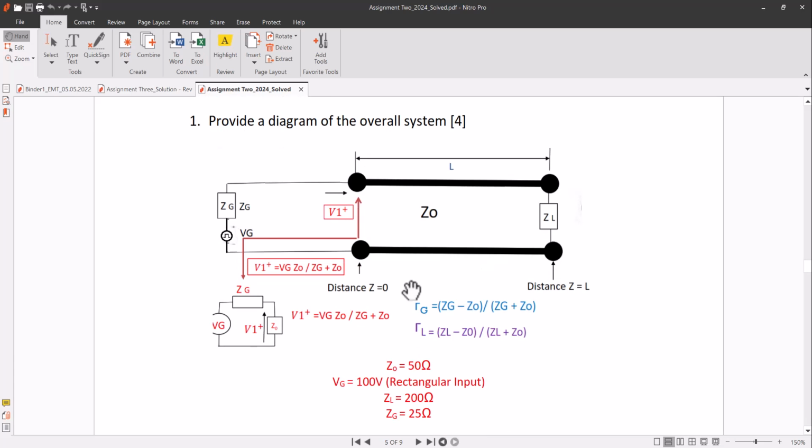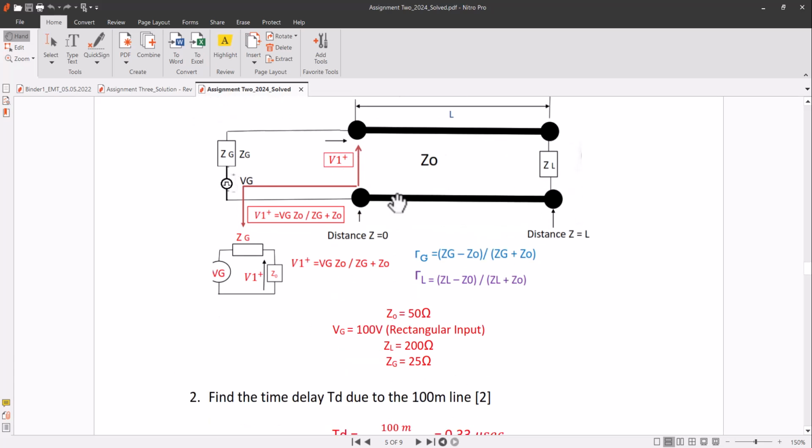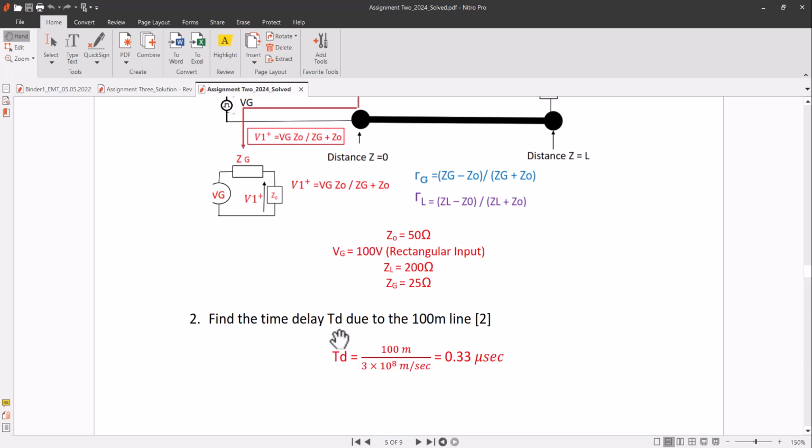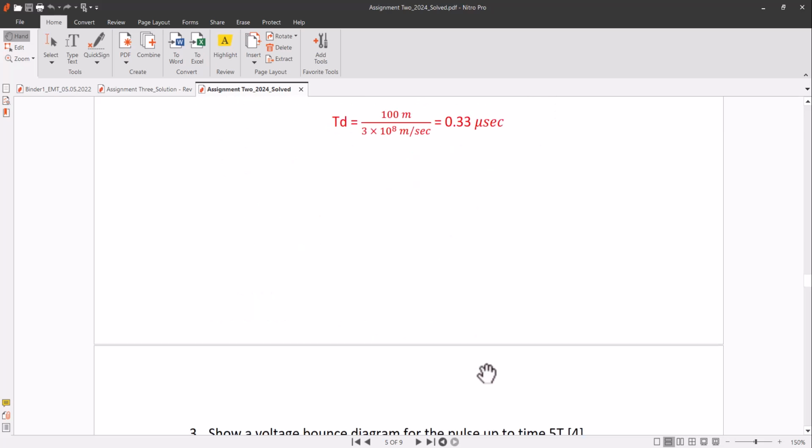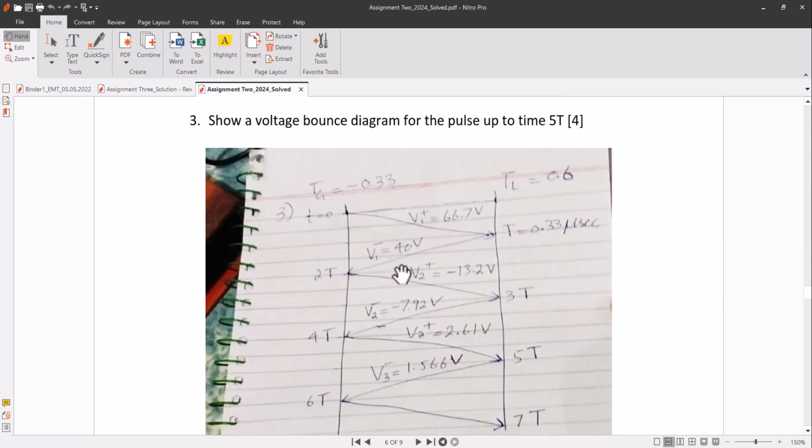Now this is the diagram like before, and these all are the formulas like before, and this is the time, which is now 100 meter over 3. So the time will be less because the distance is less. This is 1/3 the distance. Previously the distance was 300 meter, now the distance is 100 meters. So we have here 0.33 microsecond, right? Now the voltage variation diagram will be like 0, 1T, 2T, 3T, 4T, 5T, 6T, 7T. So this is your V1 plus, V1 minus, V2 plus, V2 minus, V3 plus, V3 minus. So V1 plus is 66.7 volt.